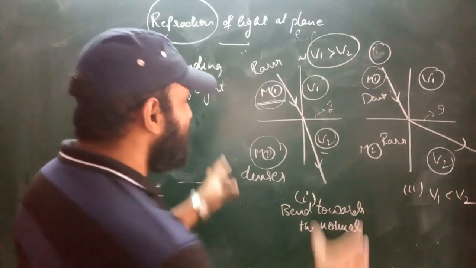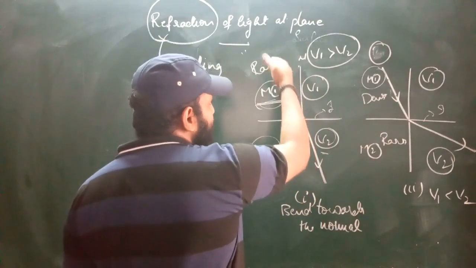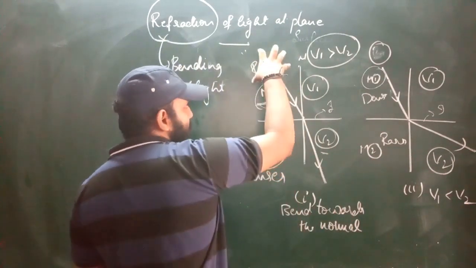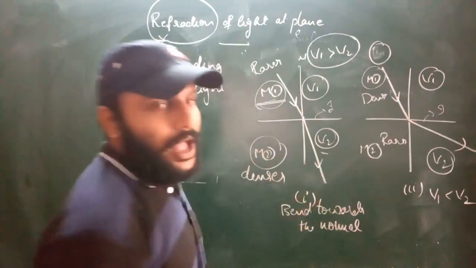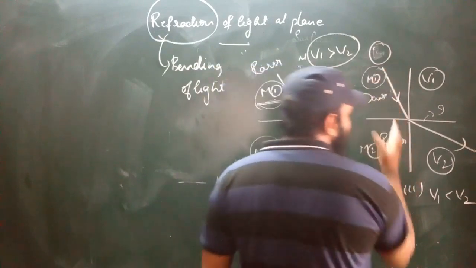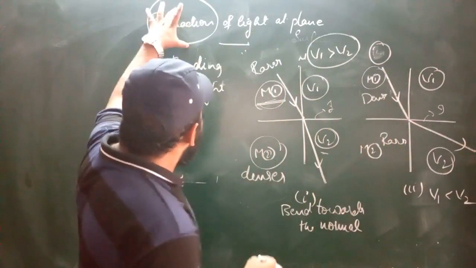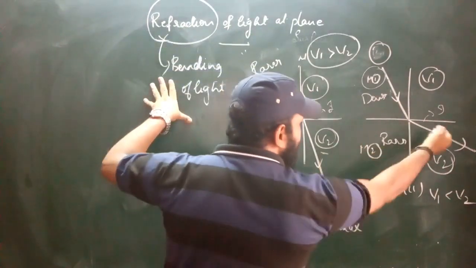Understood? So the important point we have learned here is that if the light ray is traveling from rarer to denser, it bends towards the normal, and if the light ray is moving from denser to rarer, it bends away from the normal. So refraction is nothing but the bending of the light ray. Here the bending of the light ray is taking place.